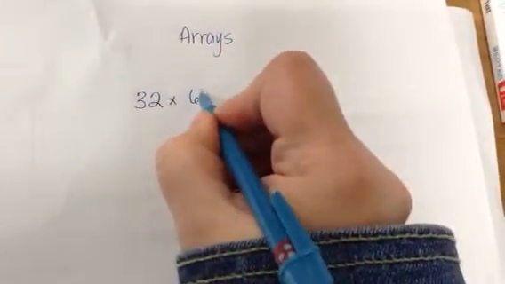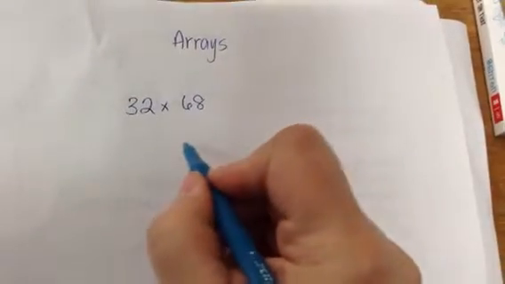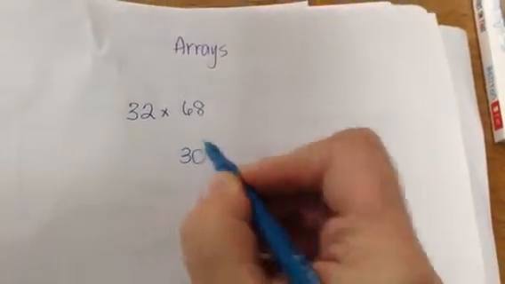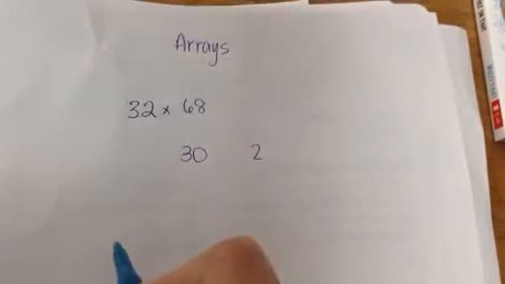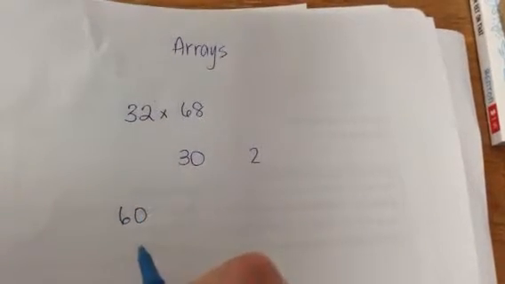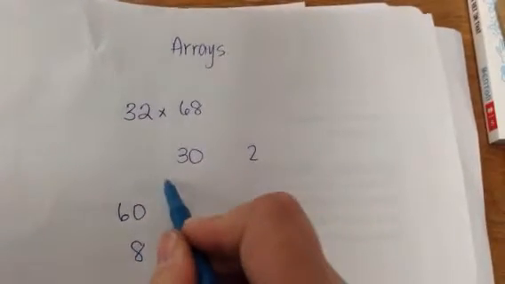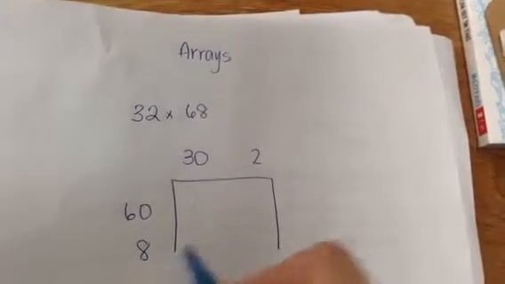So we're going to take the question 32 times 68. And when we're doing arrays, we start again by breaking up the two factors. So we're going to break 32 up into 30 and 2, and we're going to break 68 up into 60 and 8. We're going to make ourselves a little grid.